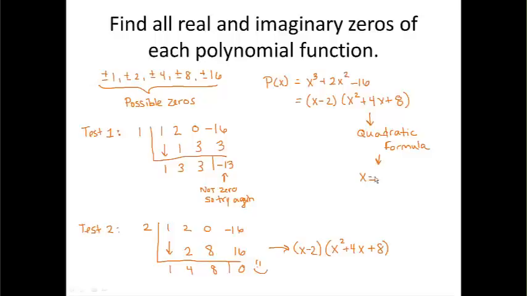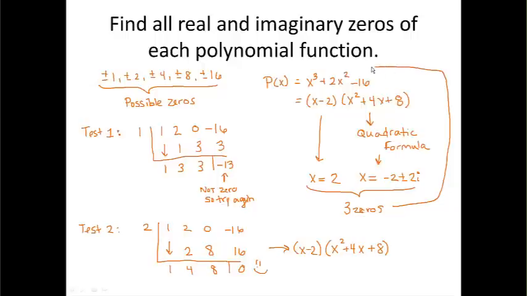We've had plenty of practice using the quadratic formula, and so if you do that, your result should be negative 2 plus or minus 2i. And then from my other factor, I see that x is going to equal just 2. So my zeros are going to then be 2, negative 2 plus 2i, and negative 2 minus 2i.